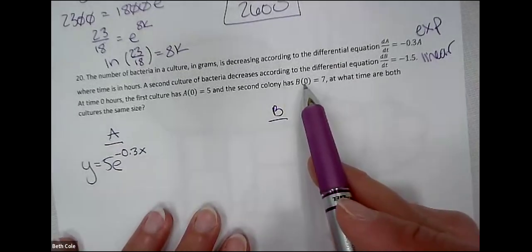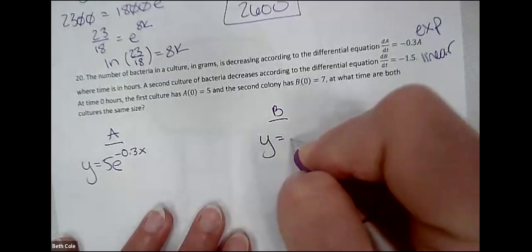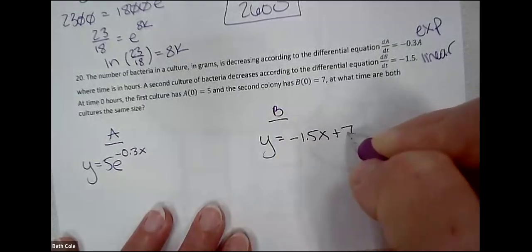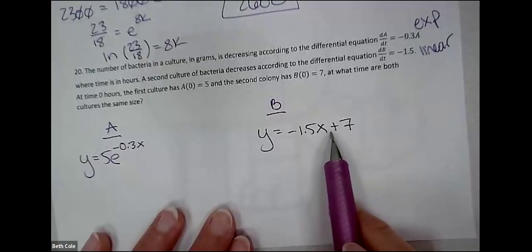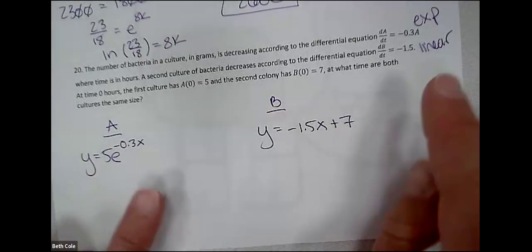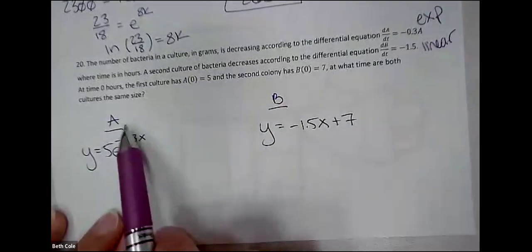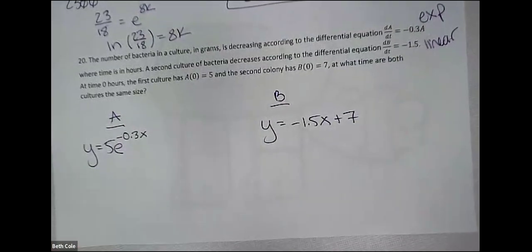All right, and then the second one has an initial condition of 7, and its rate is negative 1.5. So negative 1.5x plus 7. This is good old y equals mx plus b. So exponential, linear. I love that. You have to know the difference and write an equation for both of them. It's a really good question. At what time are they the same size? So what we're going to do is go to our calculator and type them both in and find where they intersect.